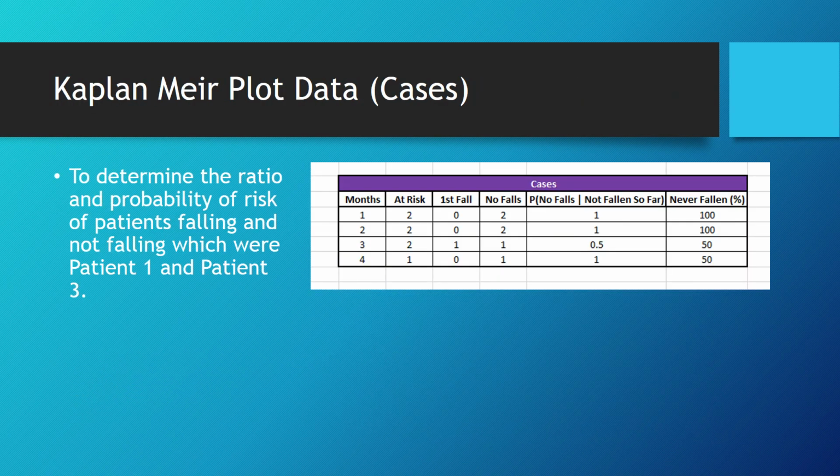Okay, for the Kaplan-Meier plot data, we would do it with the cases, and it's to determine the ratio and probability of risk of patients falling and not falling, which were patients 1 and 3. And you can see the data here. For example, in month 1, 2 were at risk, 0 had their first fall, 2 had no falls, so the probability was 1, which means there was 100% never fallen.